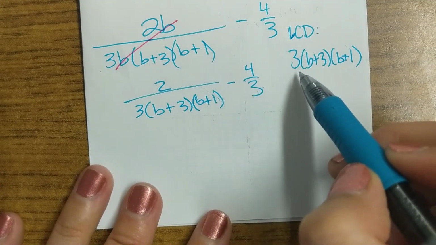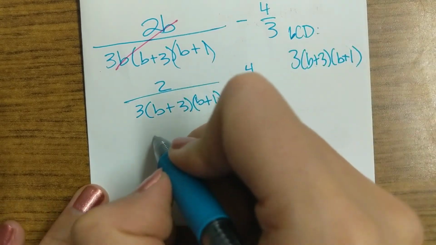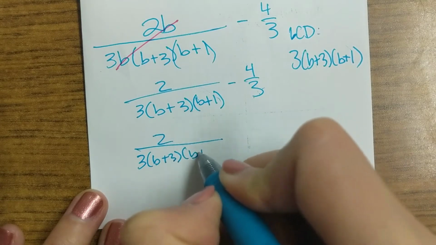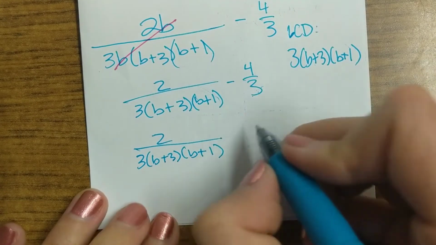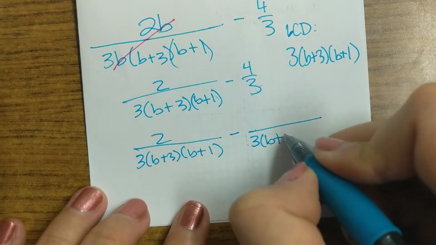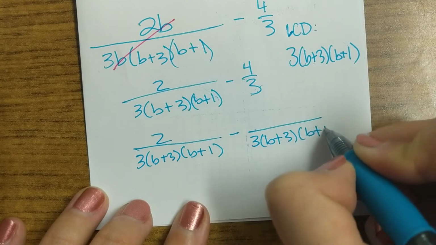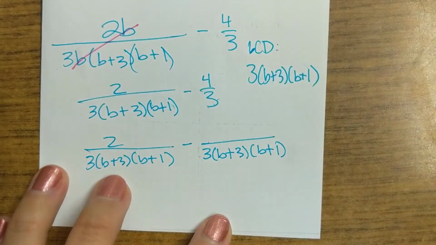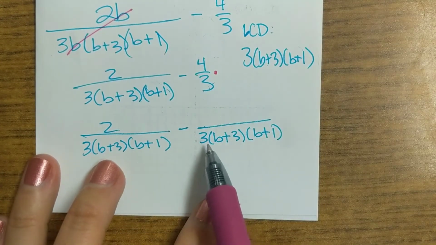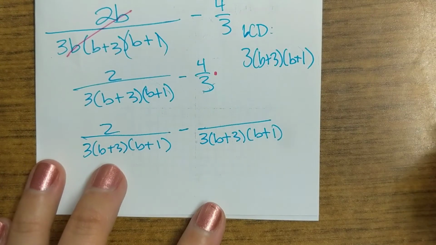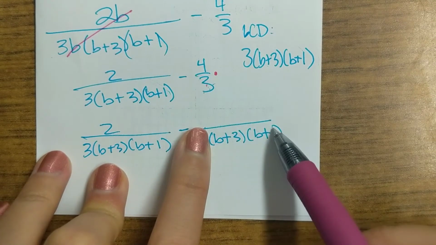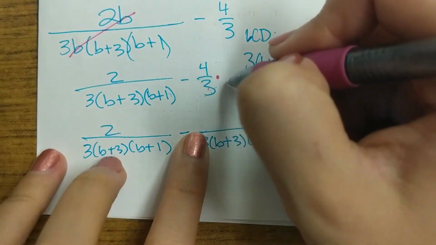So this is the LCD. This fraction already has that as the LCD. But this one does not. It's missing several things. What do I multiply 4/3 by in order for the denominator to be 3 times b plus 3 times b plus 1? Well, there's already a 3 in the denominator, so that's taken care of. So really, it's just these two binomials.